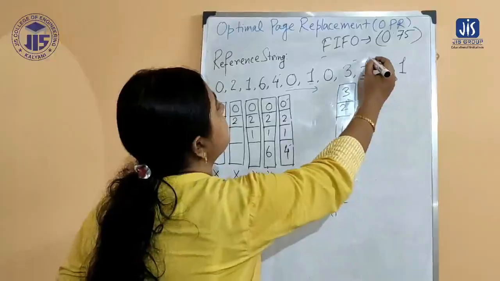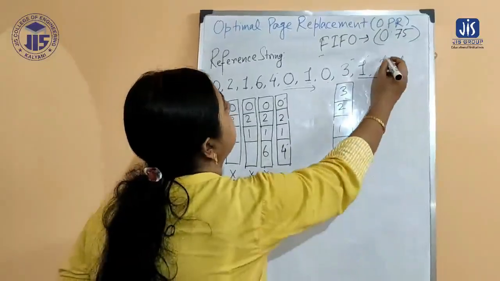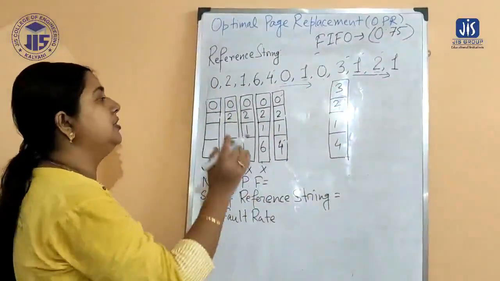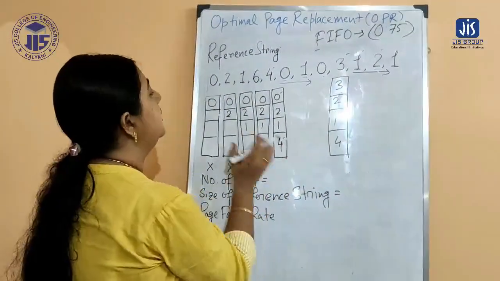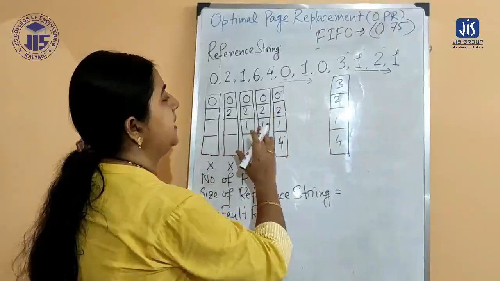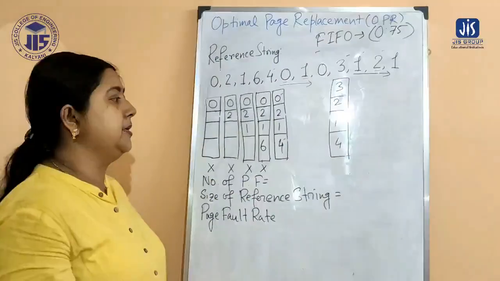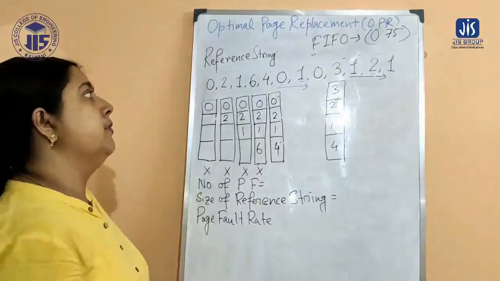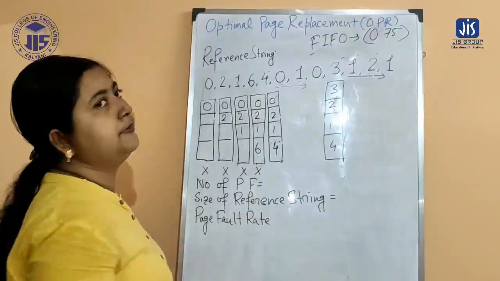Now, next reference is 1. 1 is already there. Then 2. 2 is already there. Then 1. 1 is already there. So, this is the total page replacement algorithm's execution if we use optimal page replacement for the same reference string.